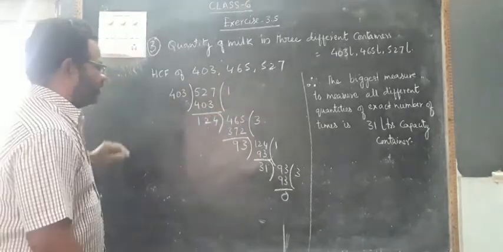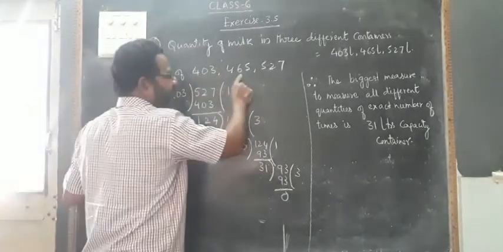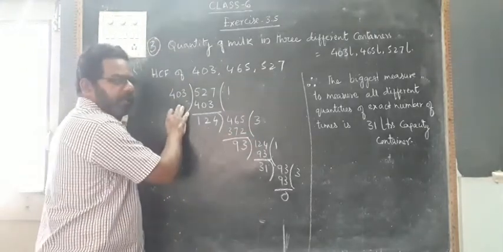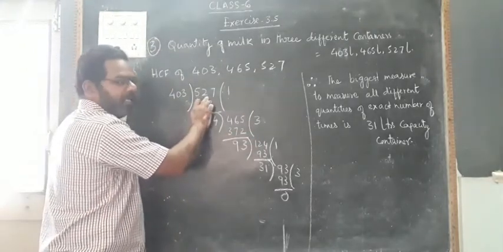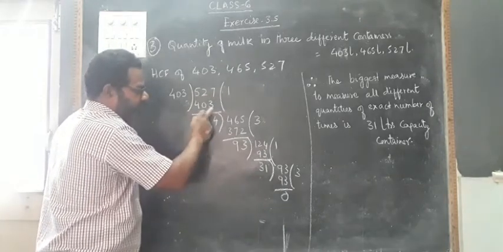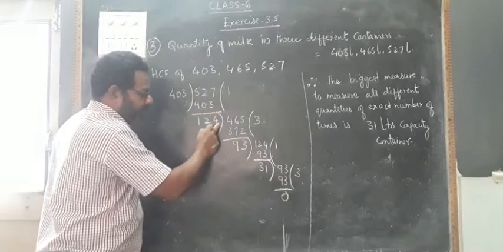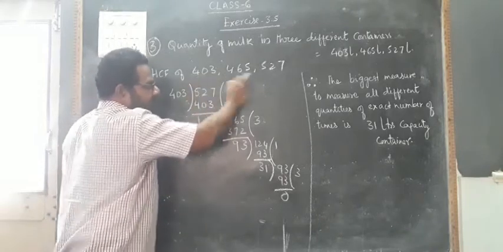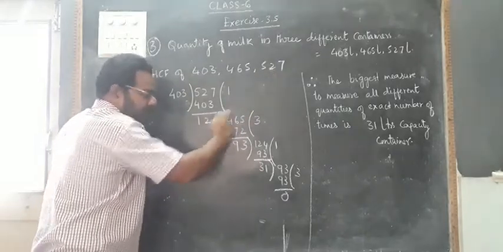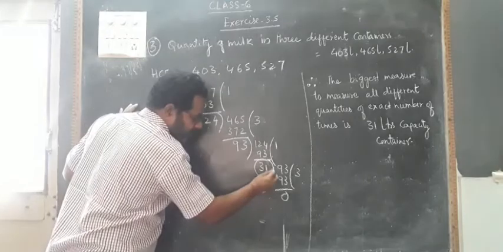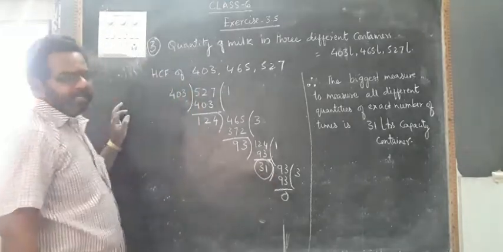In the division method we are doing 403, 465, 527. So 403 should be divided into 527. If you divide the first division, 527, 403. If you subtract, 124. Now I entered the second number because this is the smallest and this is the biggest. So middle number I entered here. After doing the division, finally we got 31 is the HCF.